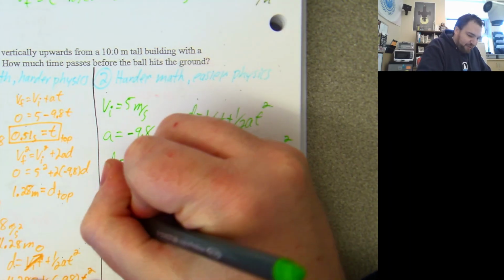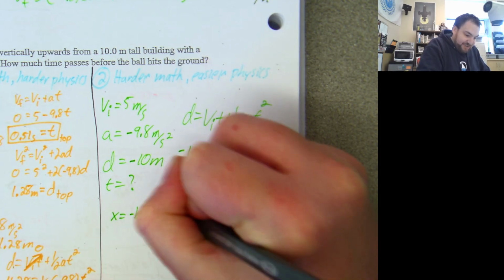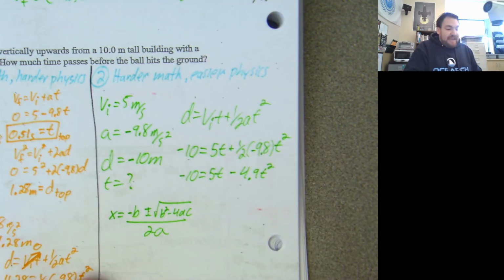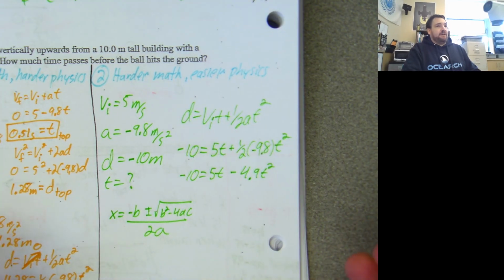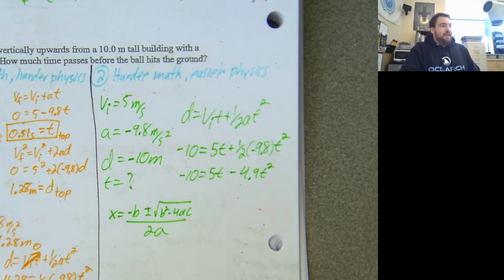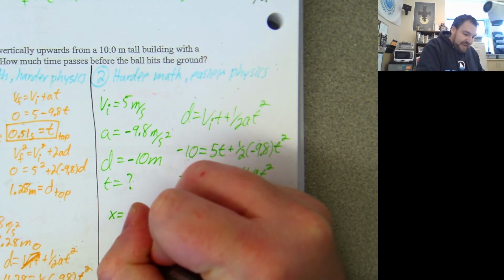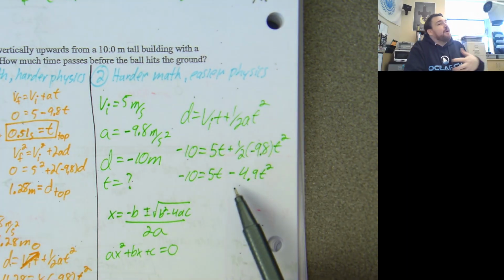Recall, the quadratic formula is this: x equals negative b plus or minus the square root of b squared minus 4ac, all over 2a. Now you're asking yourself, for those of you who have never seen this before, what the hell is that? Well, that is to solve equations that look like this: ax squared plus bx plus c equals 0, which we almost have.